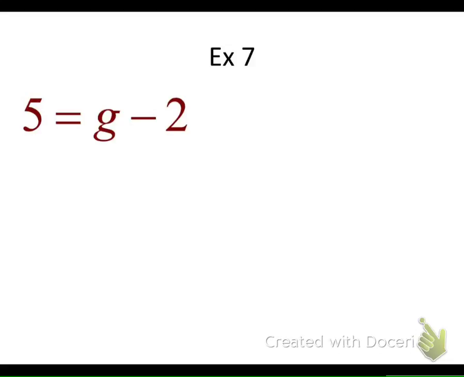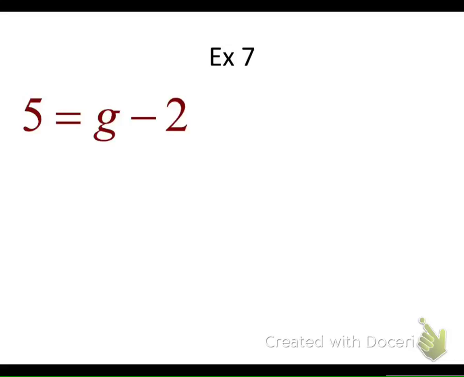Yeah, everything's just on the other side. Does that mean I'm going to switch it all around so it shows g minus 2 equals 5? Or am I going to leave it just how it is and solve it like that? Leave it just how it is. So we have 5 equals g minus 2.